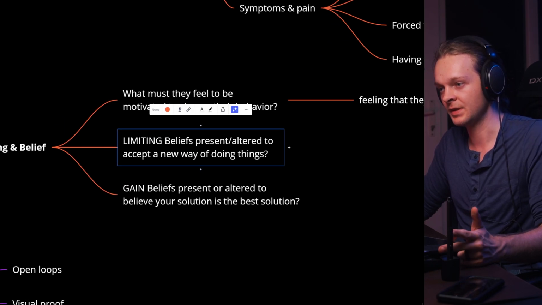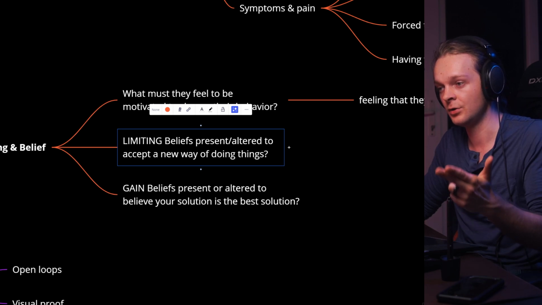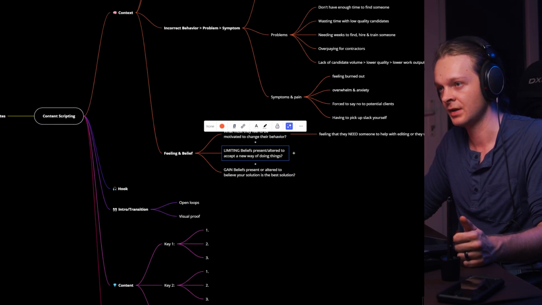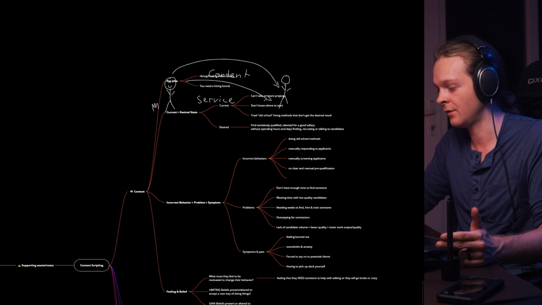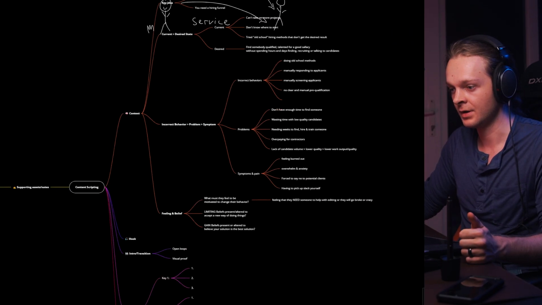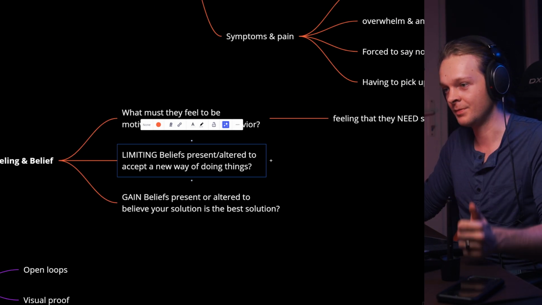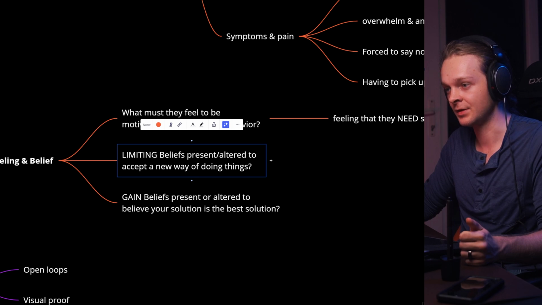So what beliefs must be present or altered to accept a new way of doing things? Especially with this, it's always powerful in marketing when you have the old way versus the new way. I've got this big idea of, hey, you want to create a hiring funnel and not just put some posts up on social media or some hiring platforms and then manually deal with all of that. No, you want to funnel all of them into a system that you control, that automatically pre-qualifies, filters, screens, and books people into your calendar. That's the big idea that I want to leave people with here. So what limiting beliefs must be present or altered to accept a new way of doing things?